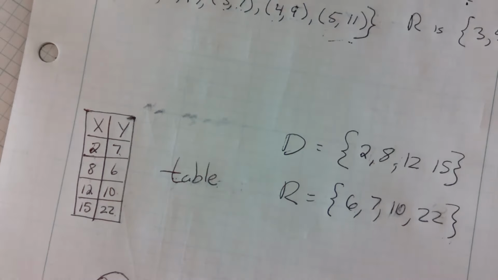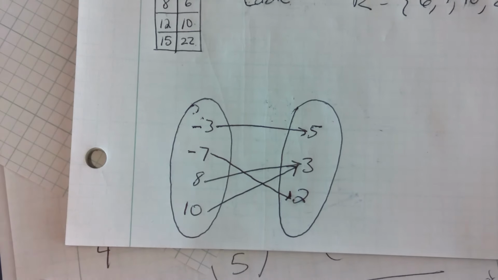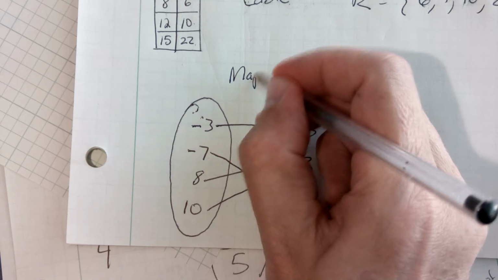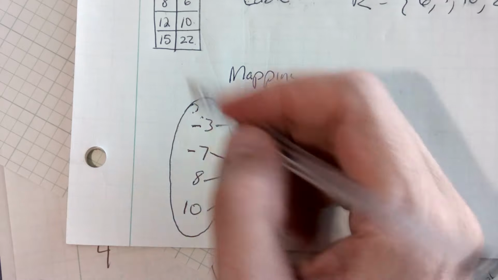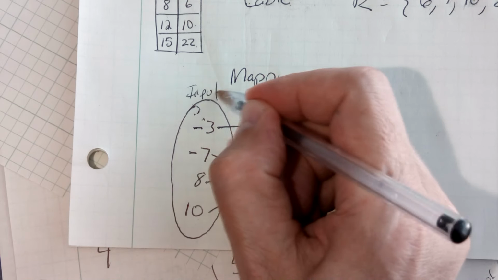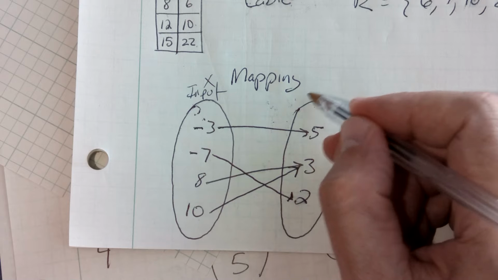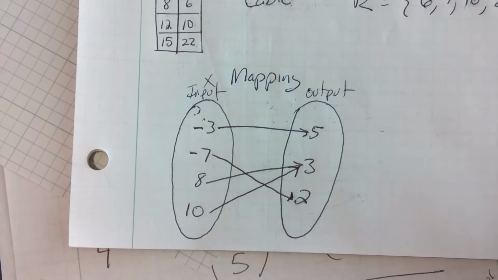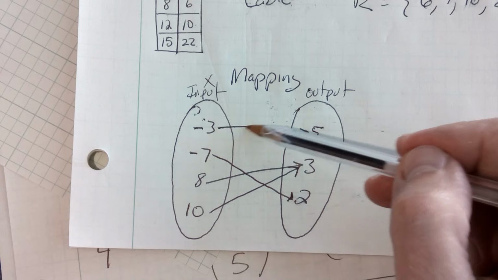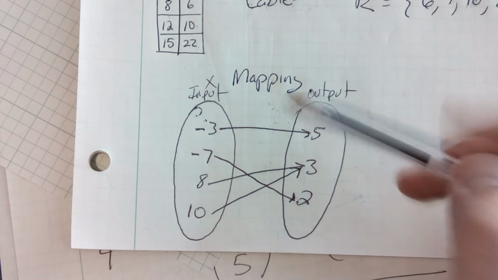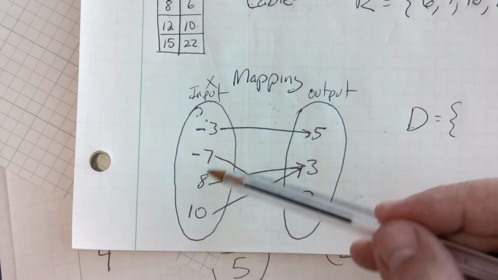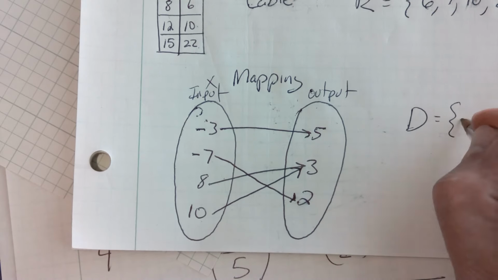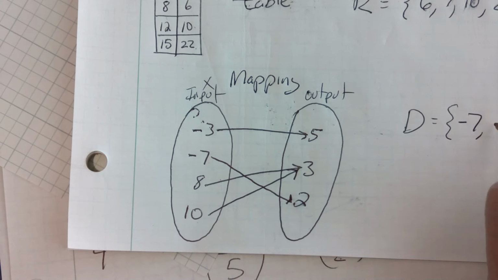Another way they represent functions is what's called a mapping. This is a mapping. And the first oval or bubble is usually labeled as the input or your x values. And the second one, they'll usually label as your output, but they don't always label them. Just remember the first one usually has arrows pointing to the second one, and that's how it's mapped. So for instance, when I go to do the domain of this function here, my smallest domain value is -7. Then I have a -3. Then I have an 8. And then I have a 10.